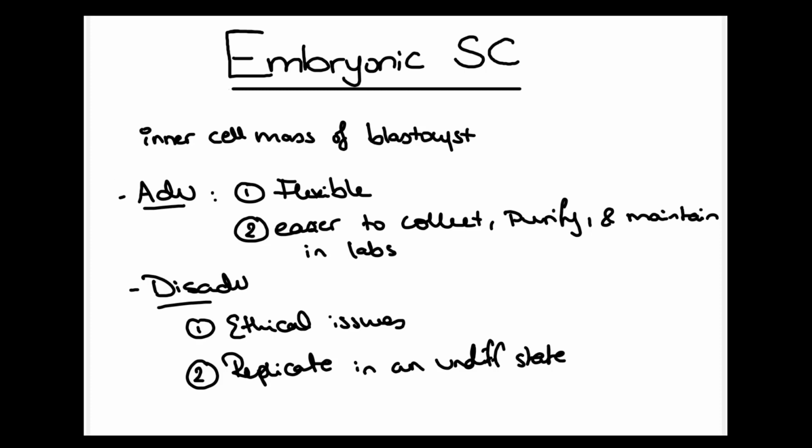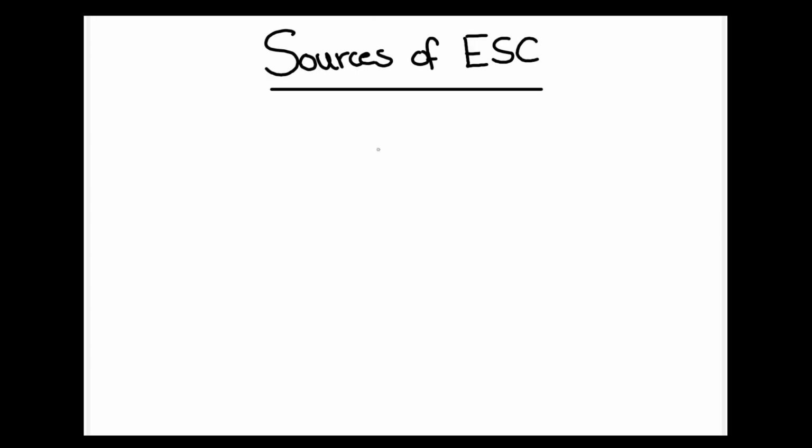Now we're going to discuss the sources of embryonic stem cells. So first we have in vitro fertilization. As we've said, this has raised ethical issues with using embryos since the blastocyst will never develop into a human. A solution for this would be to donate the blastocyst for adoption by infertile couples.